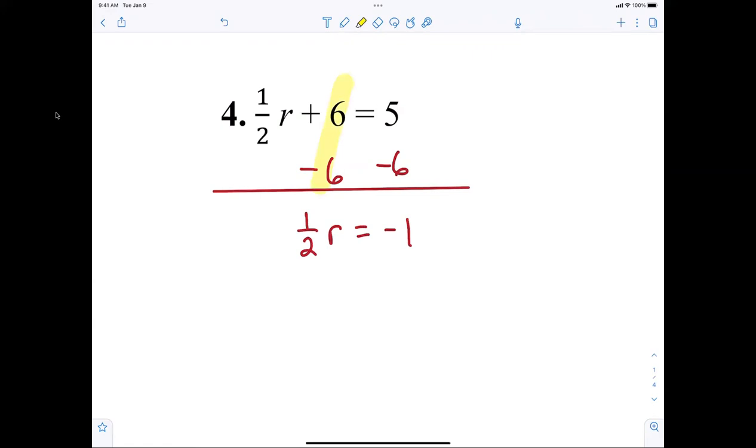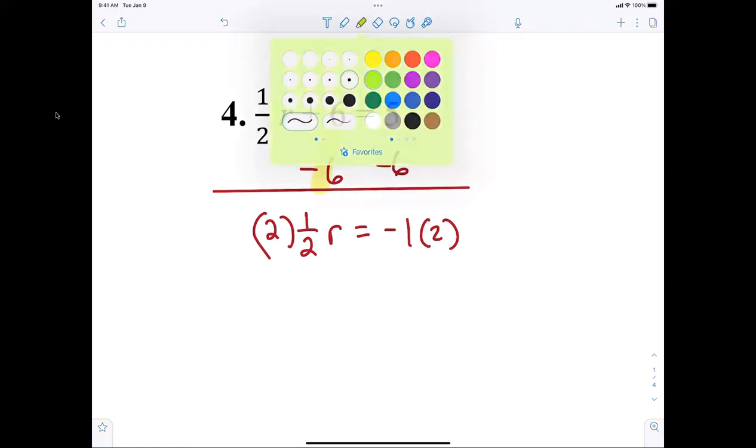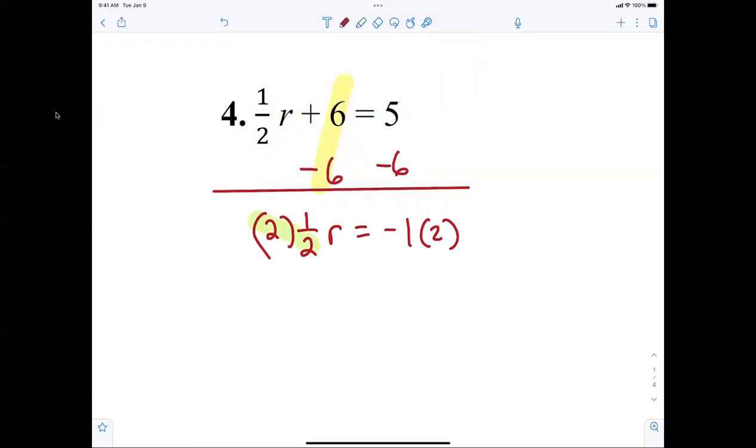Again, getting rid of fractions, it's just a what? Reciprocal. What's the reciprocal? 2. So I'm multiplying both sides by 2. Again, the 2 and the 1/2 do what to each other, Oliver? You're right. They cancel out. You're left with R equals -1 times 2, which is -2. That is correct. Everybody okay with that so far? Easy. 2-step equations. All right.